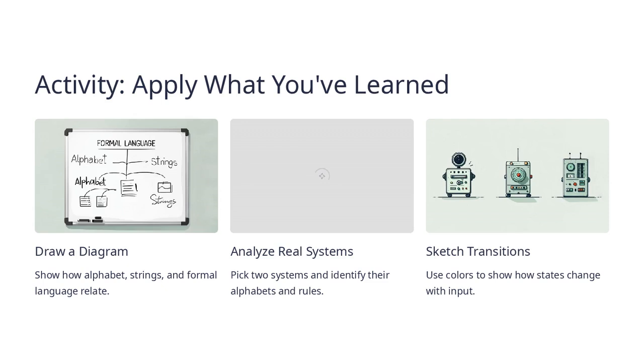You can sketch it out on paper or use a digital whiteboard or notes app. If you like, you can even add colors to show transitions between states. Doing this will help solidify your understanding and give you a powerful tool to analyze any input system you build in the future.